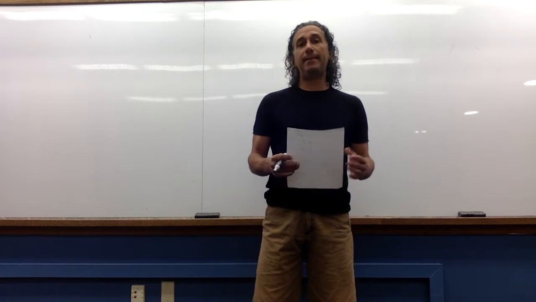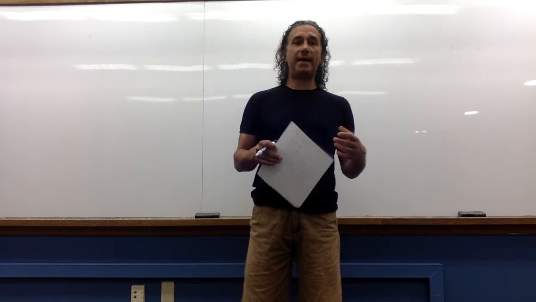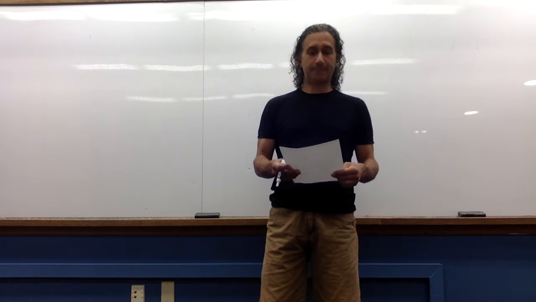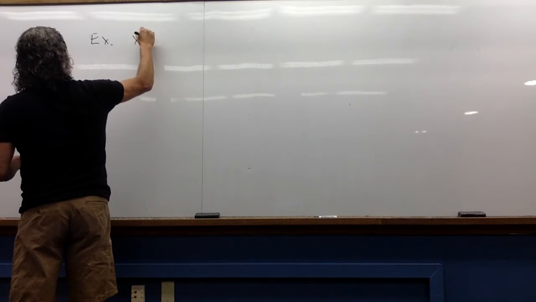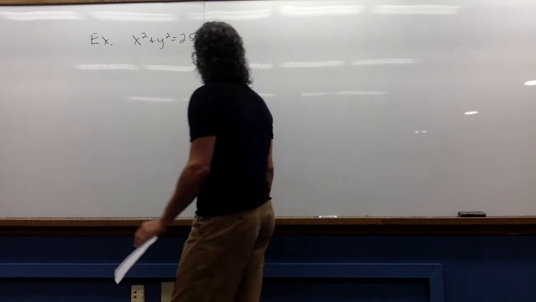But there's still an implicit relationship between them. There's an equation that ties all the points together. So how do we handle derivatives? Well, let's take a look at an example where we're studying a circle.